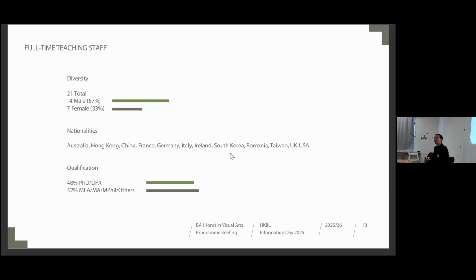And all of us benefit from teaching in Hong Kong, where we learn maybe ways of thinking that we wouldn't have thought of before. So it's a good mix, and it's a very healthy mix, I think. In terms of qualifications, 48% of our teachers have a more academic qualification, PhD, more scholarly qualification, and then 52% have more artistic practice-based qualification. So around 50-50, which is a good mix.